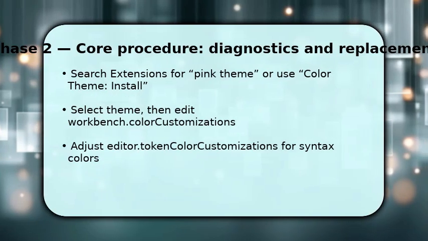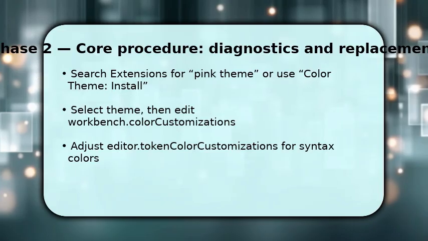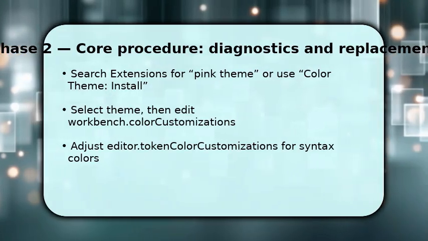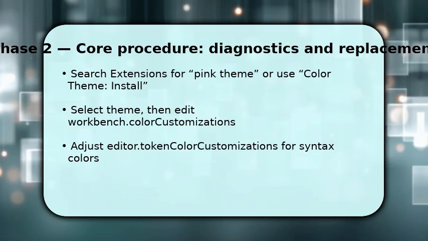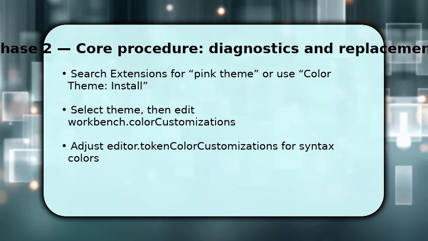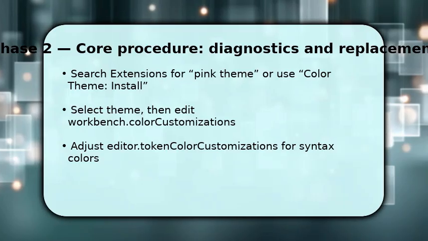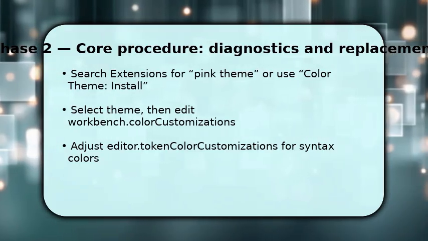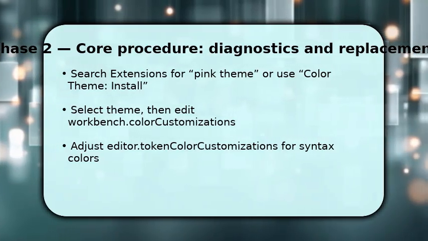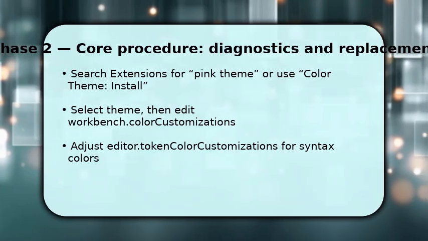You now install a pink theme and refine it. From extensions, pick a well-rated pink theme and click Install, then select it via color theme. To fine-tune, open Settings JSON and add workbench.colorCustomizations, this changes UI accents, sidebars, and activity bar colors.